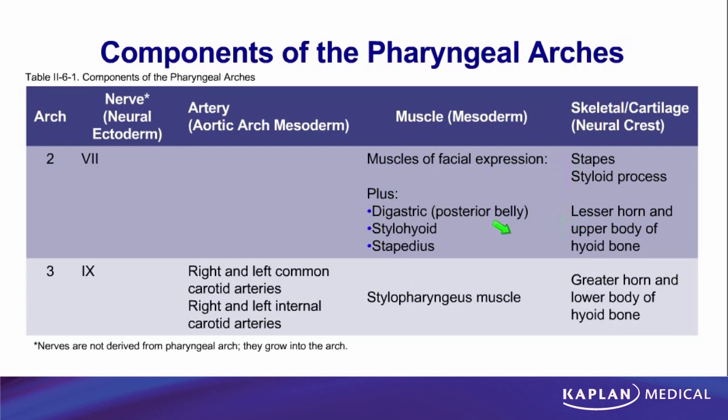And now let's finish the story with the other arches. The third arch has the ninth nerve growing into it, the glossopharyngeal nerve. The mesoderm of the third arch only gives us one muscle, stylopharyngeus, which means there should only be one muscle innervated by the ninth nerve. And sure enough, that's true. Stylopharyngeus is innervated by the ninth nerve, glossopharyngeal nerve. And the neural crest of that arch gives us the rest of the hyoid bone.